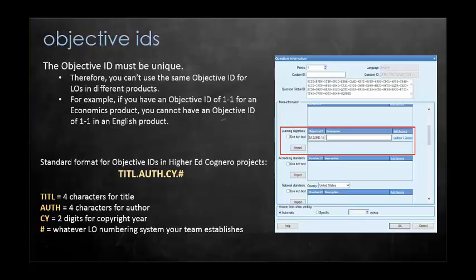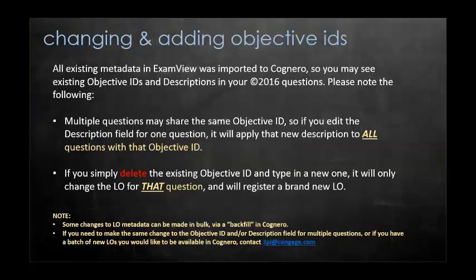The standard format for the objective ID in higher ed is going to be the title, followed by a period, the first 4 of the author, period, copyright year, period, and then the number. The number is going to be whatever learning objective numbering system your team establishes. Again, that's unique. You want to make sure you're following whatever your team does. Each team is going to have something different, and you don't want something that's completely opposite of what your coworkers are using. As you can see in the diagram, we have a red box around the section where that would be. You can see that there is an objective ID section for the number along with a description.